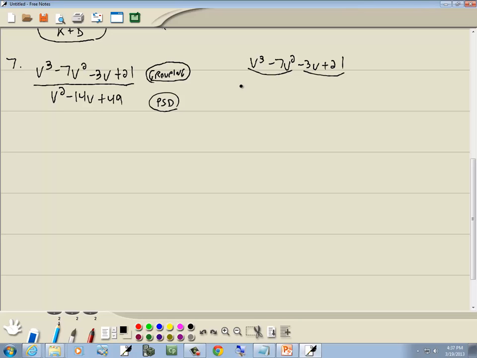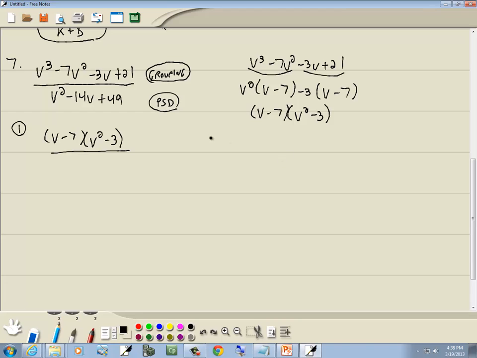First 2 terms have a v squared in common, and that leaves me v minus 7. Second group, both are divisible by 3, sorry. And the first term is negative, so I'll factor out negative 3. That gives me v minus 7. Now they both have a v minus 7, so I'll factor that out in front, and that leaves us v squared minus 3. So that's my top part. So v minus 7 times v squared minus 3.